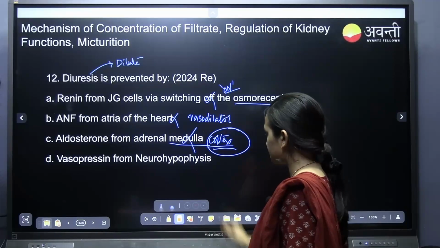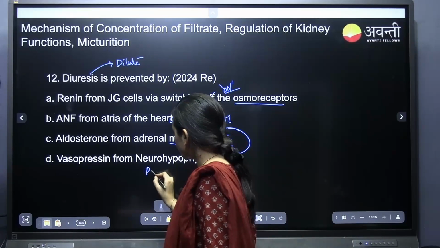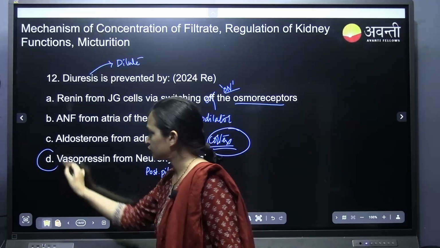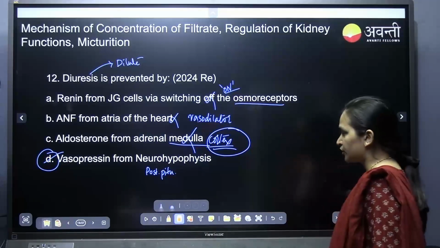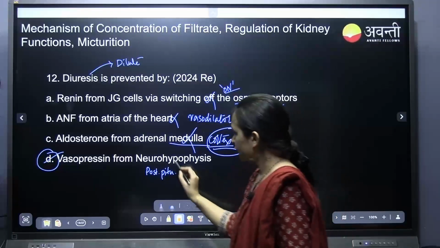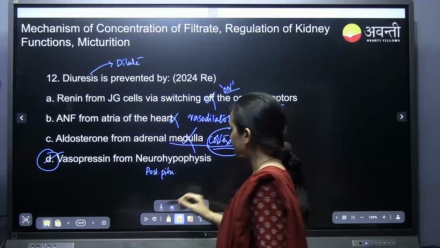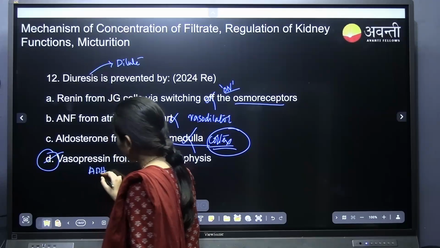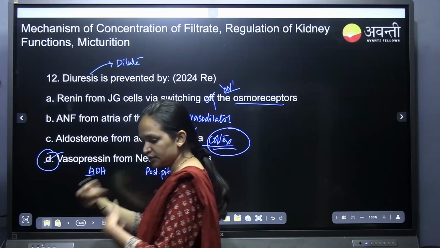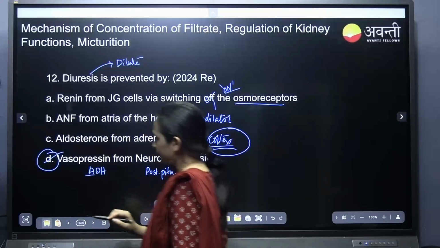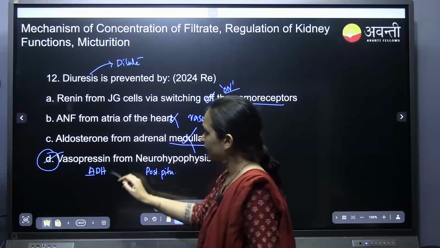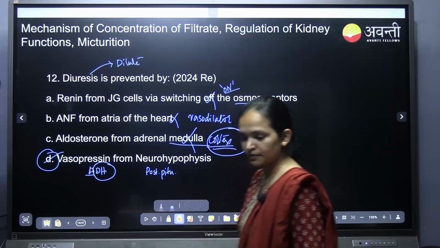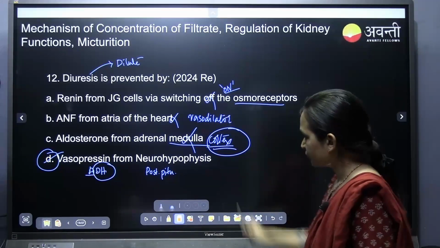Vasopressin from neurohypophysis. Yes, that is the posterior pituitary. Vasopressin actually is stored in the posterior pituitary and it will be released, which means diuresis will be prevented. Vasopressin is otherwise also called ADH, anti-diuretic hormone. Anti means reverse of diuresis. So it actually stops or prevents diuresis. Easy. So, D for Delhi is the correct answer.